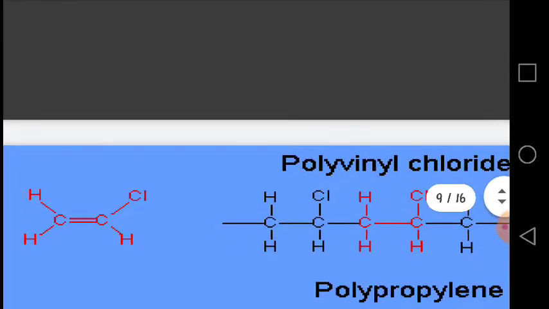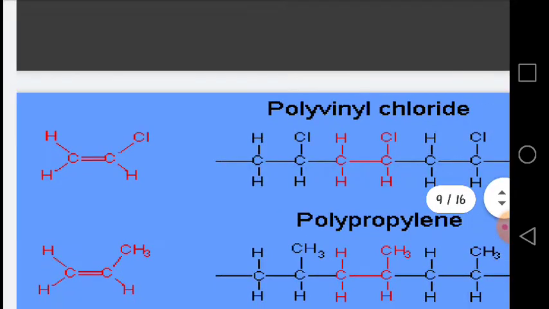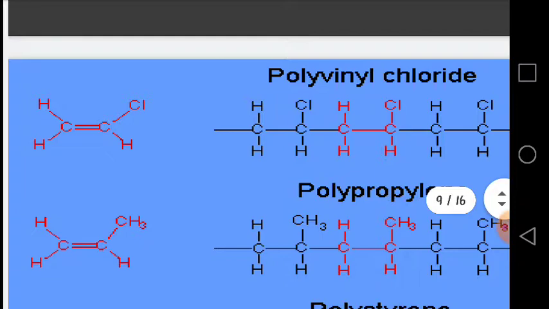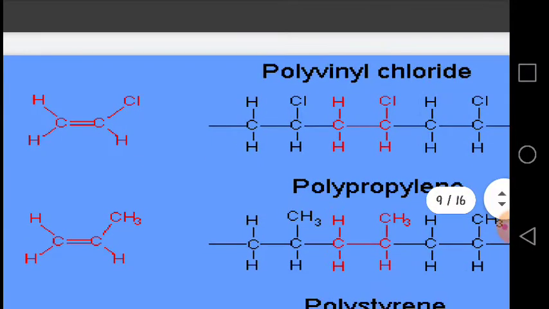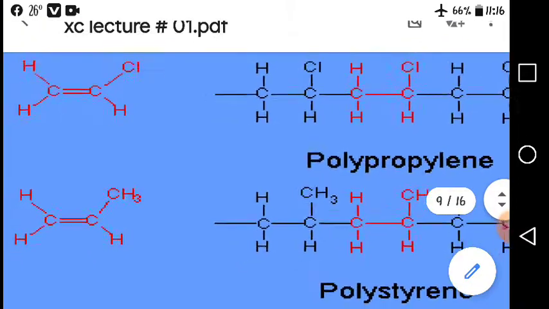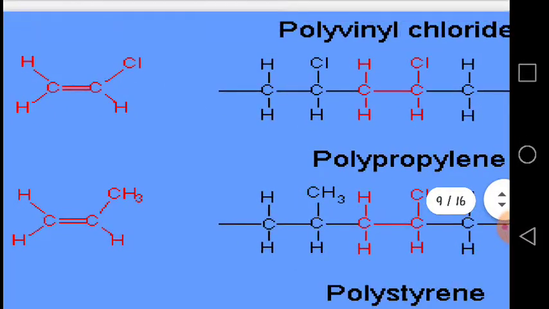The first example is from the book, that is addition polymerization. You can see again the example of polyvinyl chloride. This is one unit of vinyl chloride combined with many units of vinyl chloride, and it forms the long chain polyvinyl chloride.